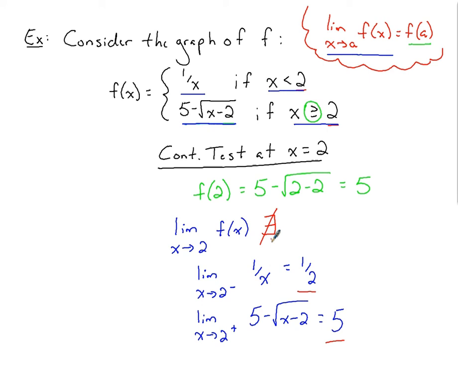So is it possible for the limit as x approaches 2 applied to f of x to equal f of 2? No, because the limit part failed us. So therefore, f is discontinuous at x equals 2 because, well, what failed us? The limit. It failed us. The limit as x approaches 2 applied to the function does not exist.